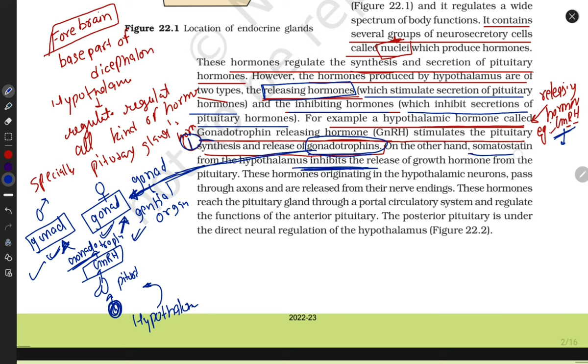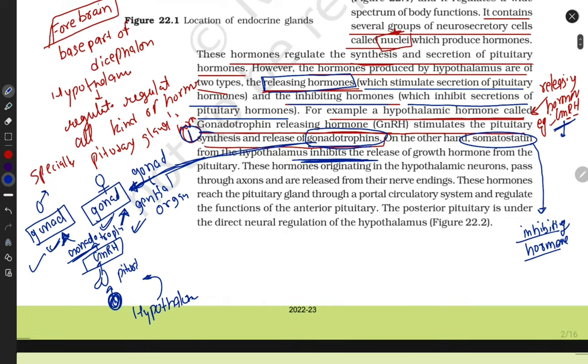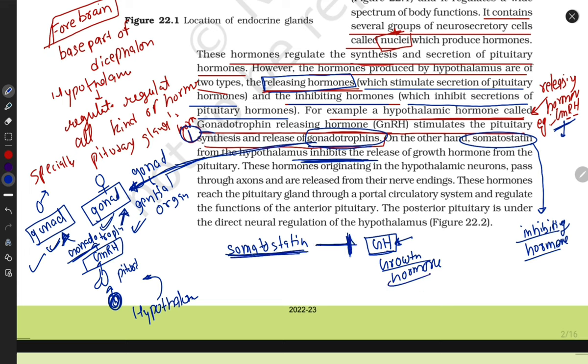Let's start with another example, of inhibiting hormone. The inhibiting example is somatostatin. What does this hormone do? Somatostatin inhibits, this is the inhibition sign, guys, growth hormone. Growth hormone is also a hormone, and it provides growth for organs. So somatostatin comes and inhibits this hormone. This is also necessary, guys.